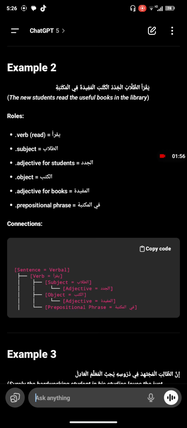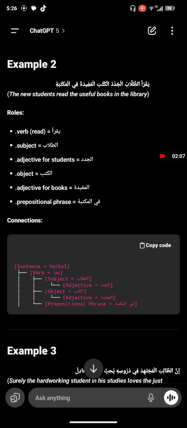This is another verbal sentence. It starts with a verb, and then the next word is a noun or the subject. So it's a verb, to read, and then the subject connects to the verb. So that's the student. And then the adjective, which is judud, that connects to the subject. Then the object, which is al-kutub. It's a little small, I can't really read. But that connects to the verb as well.